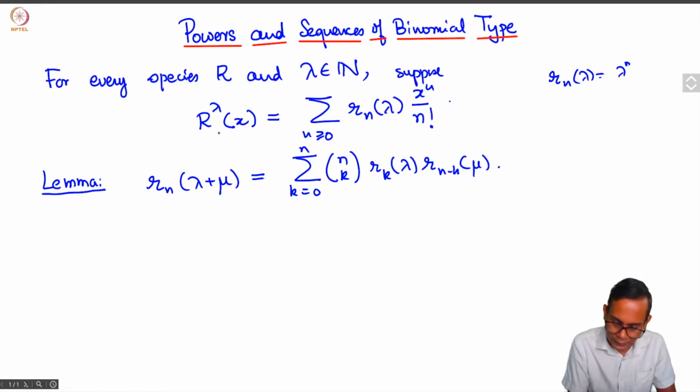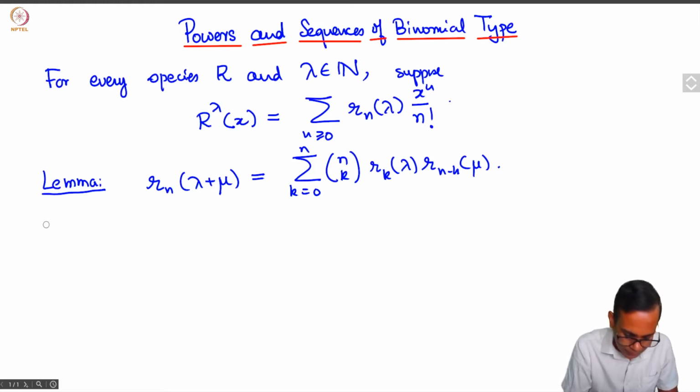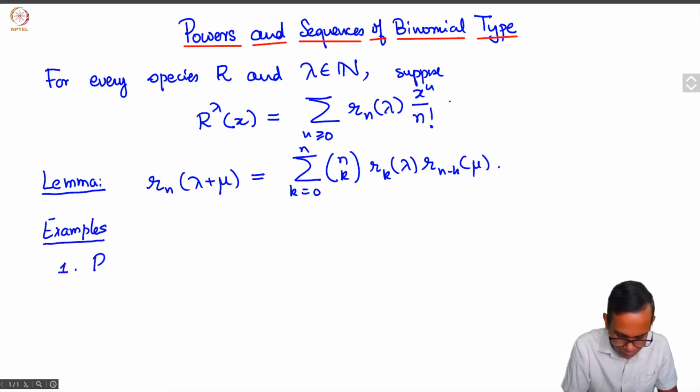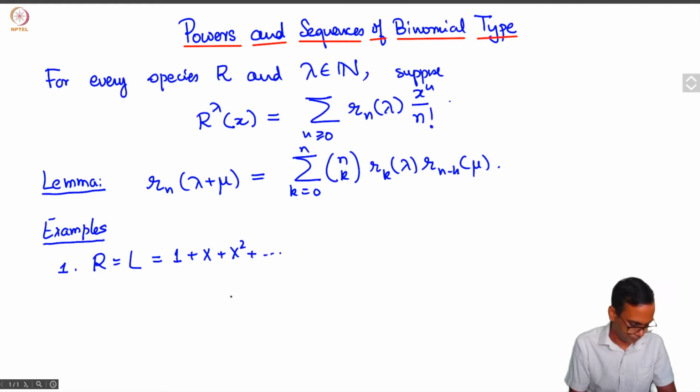But we are seeing here that this occurs in a more general context, and namely when these coefficients come from powers of species. Let's look at some simple examples which you may have seen before if you solved the practice problems. So the first example, let's just take R to be L. Remember, L is the species of linear orders, and it is equal to 1 plus x plus x squared and so on.